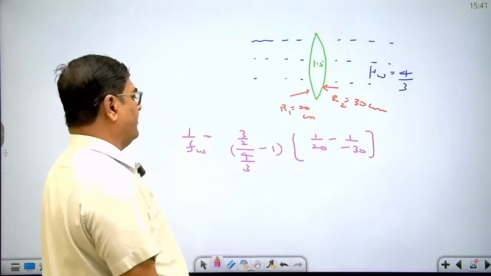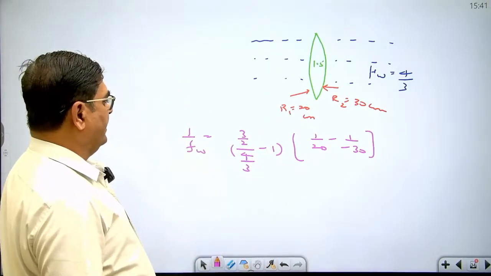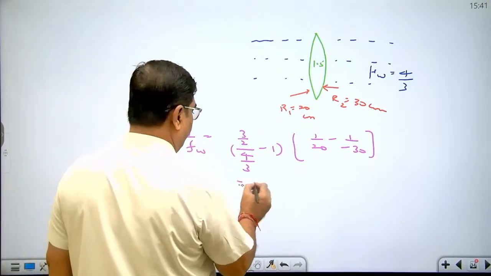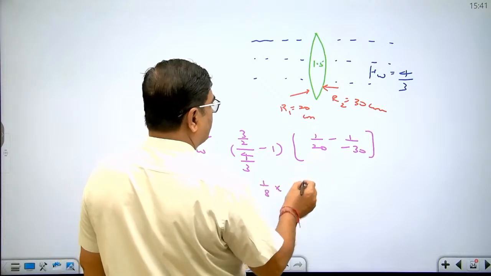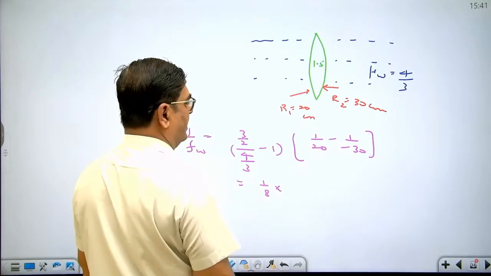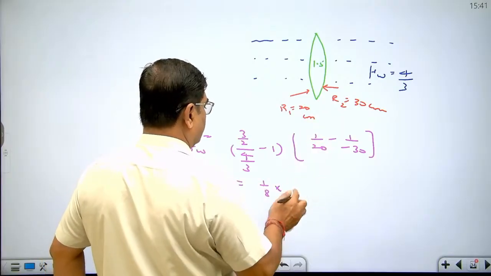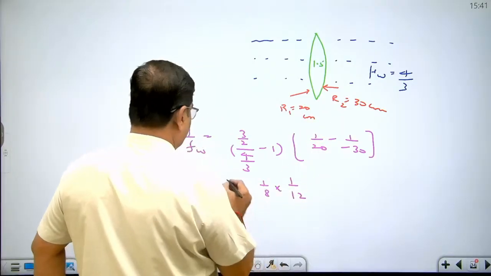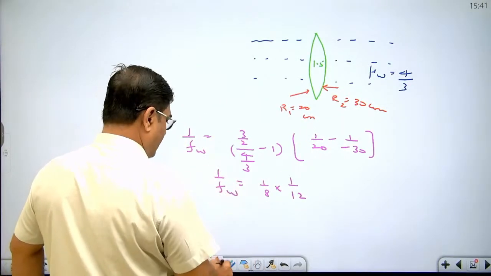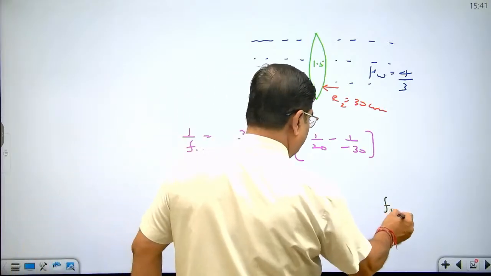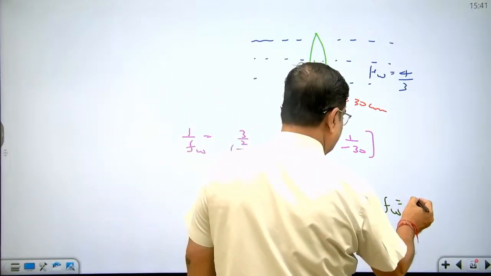This 3 upon 2 divided by 4 upon 3 will become 9 upon 8. 9 upon 8 minus 1 means 1 upon 8. And dear student, this is 1 upon 20 plus 1 upon 30. We will take LCM 60. 60 means 3 plus 2, 5 upon 60 means 1 upon 12. So dear student, in this case, focal length is coming 96 centimeter.